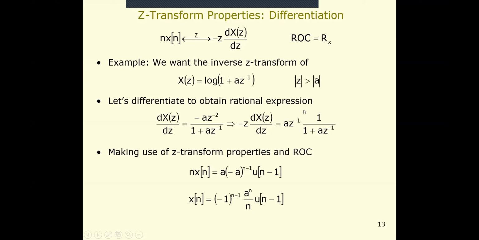Really, this example efficiently utilizes this property. I mean, n x of n will be minus z dX of z by dz. Of course, we have found the dX of z by dz, and then multiply both sides by z to arrange the left side as minus z dX of z by dz to be n x of n when we are going to perform the inverse transformation. And the right side sequence will be easily determined. Why? It's a shifting, using the shifting property and inspection method, we can determine its inverse.